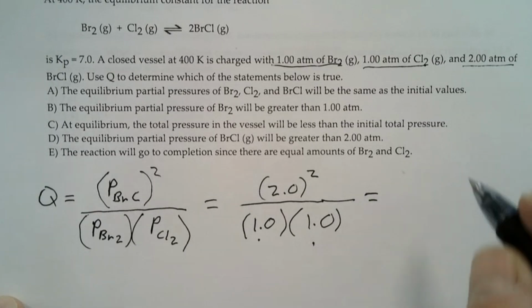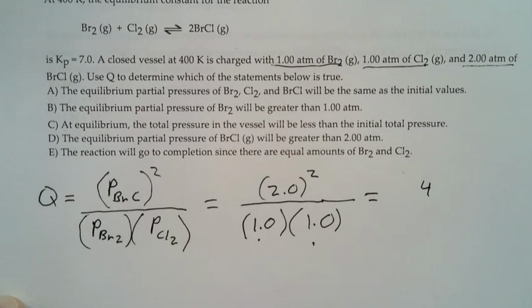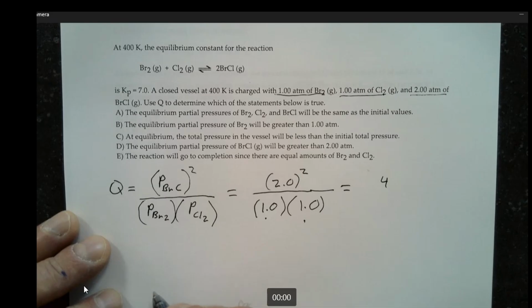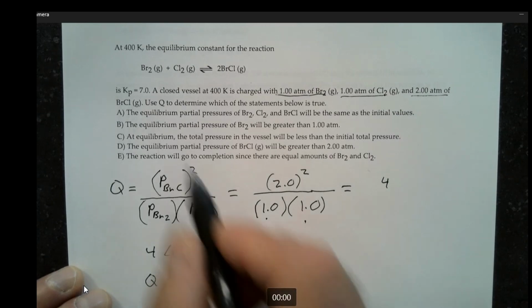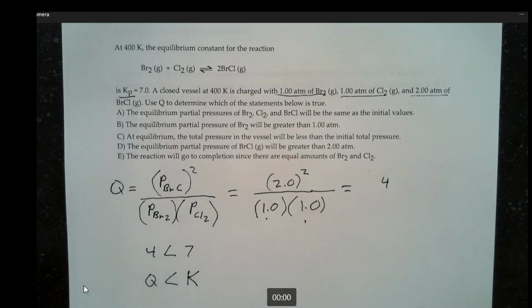To go, 2 squared is 4, divided by 1 times 1, or the product of 1 divided by 1, which is 1, divided into 4 is 4. There it is. So we might say 4 is less than 7. We got Q less than K. So our K sub P is equal to 7. Plug in these things and we see that Q is less.